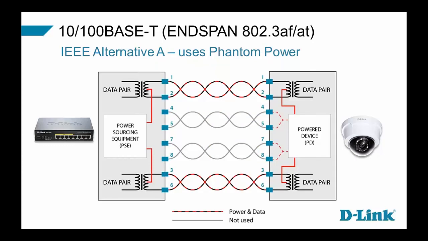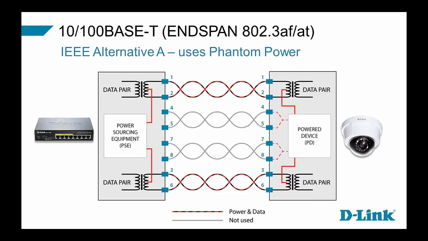Here's a case where, again, with 10/100, we're using alternative A. And with alternative A, you notice we still have data on 1, 2, and 3, 6, but we also have the power on 1, 2, and 3, 6. So here I've got 2 different systems running on the same copper conductor. I've got the Ethernet data, the ones and the zeros, but I've also got this steady 50 to 55 volts of DC power on that same copper conductor.